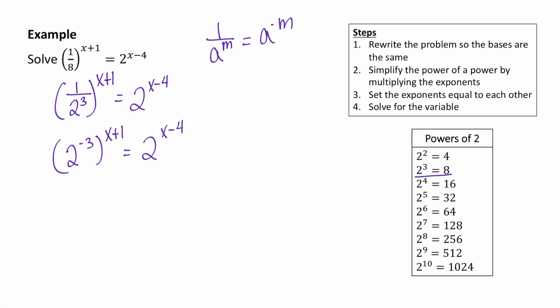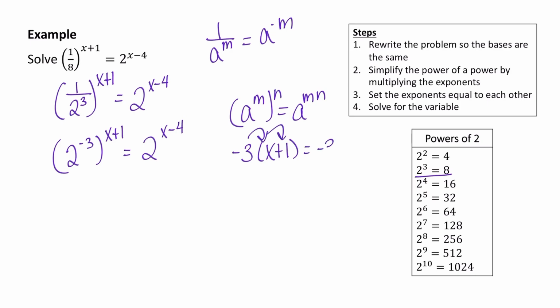So what we're going to do on the left side is now we have a power of a power, right? We have that a to the m raised to the n power, and that's going to be a to the m times n. So that negative 3 and x plus 1, we're going to multiply them together. So when we multiply those, we get negative 3x minus 3. So when we do that, we're going to get 2 to the negative 3x minus 3 equals 2 to the x minus 4. Okay, so now that we have the same base, we're going to set the exponents equal to each other and solve for the variable x.